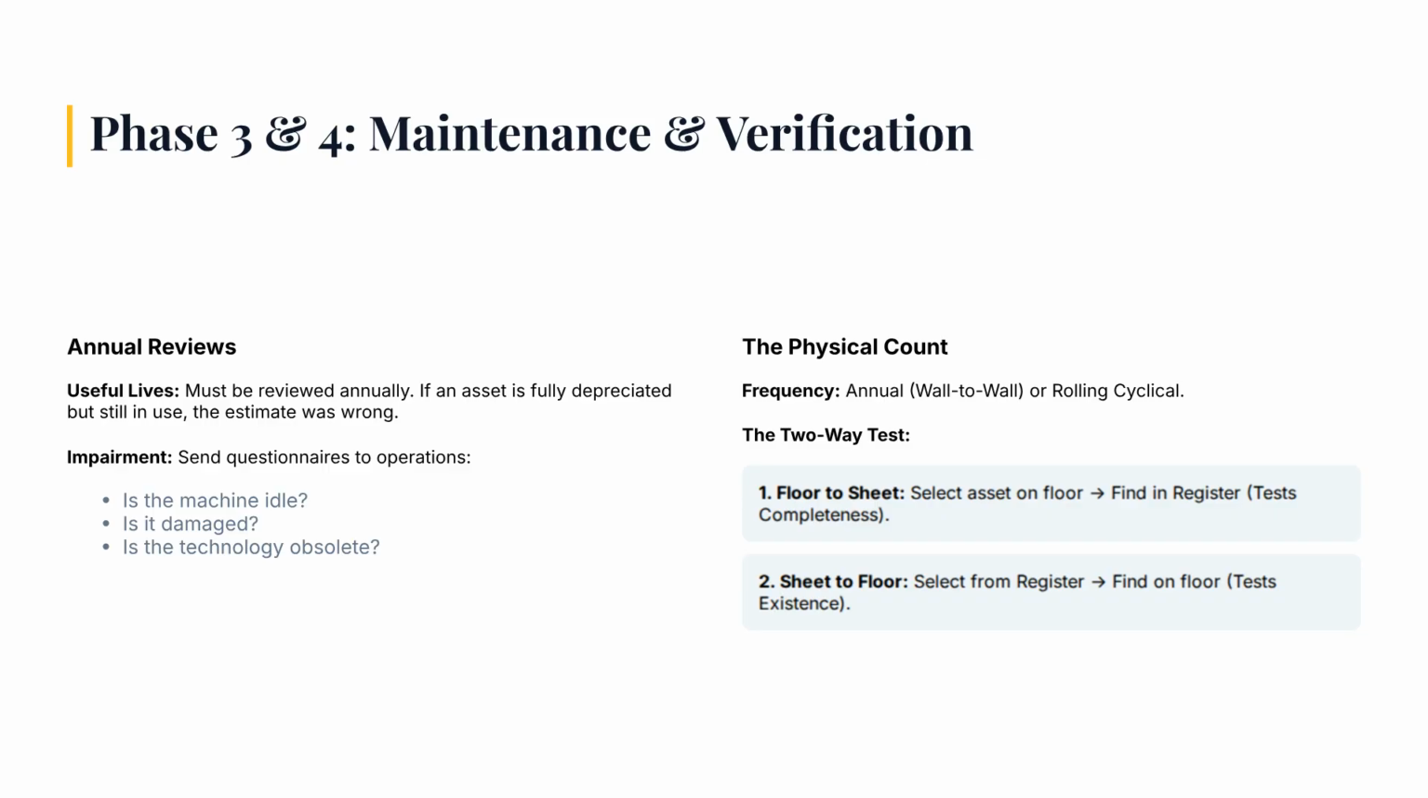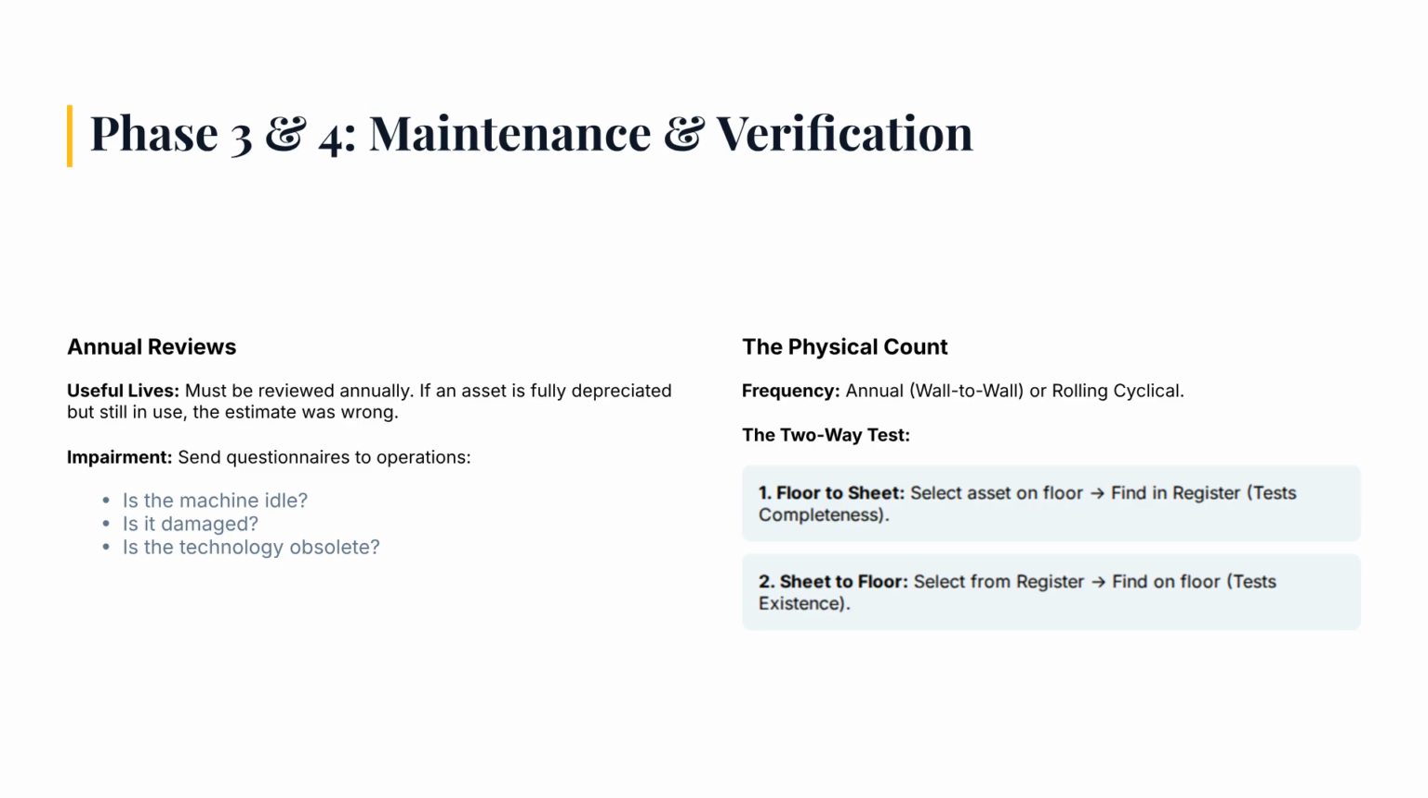Once the asset is in use, we enter the manage and verify phases. Depreciation is not a set-and-forget process. You must perform annual reviews. Ask yourself, we said this machine would last 5 years. It's year 6, and it's running perfectly. If that happens, our estimate was wrong, and our past profits were too low. We need to adjust the life remaining. We also send questionnaires to operations to check for impairment. Is any machine sitting idle? Is anything broken? We need to capture that value loss immediately.